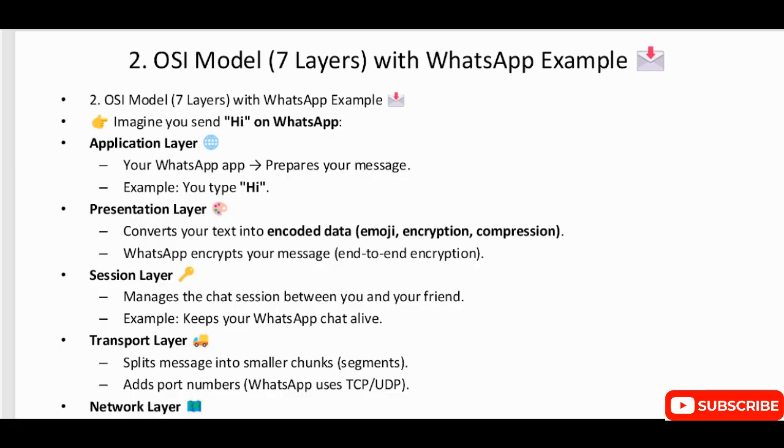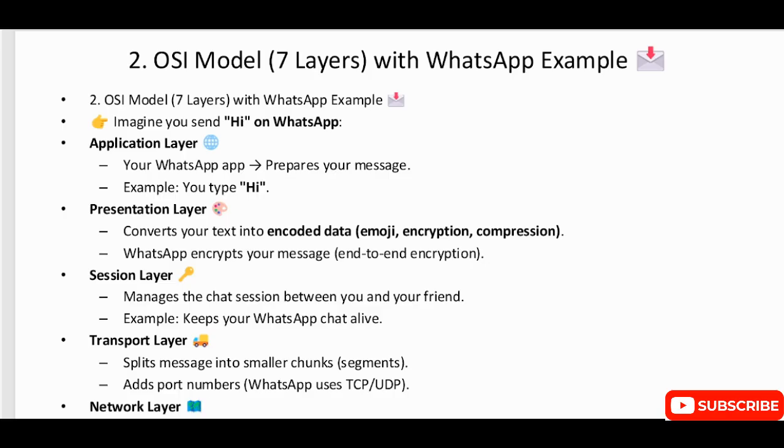So you can see here, imagine you send "hi" on WhatsApp. So how will it perform in the different layers? First one is the application layer. In this, your WhatsApp app prepares your message. Okay. For example, you type "hi". So this will be done by the application layer.